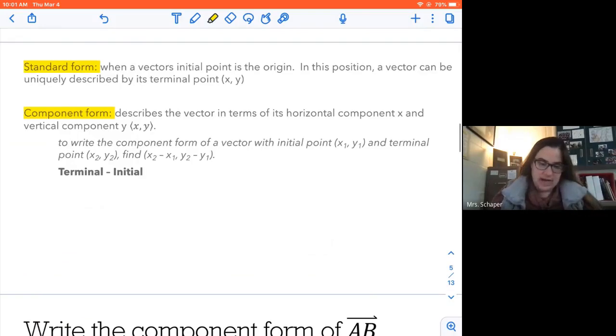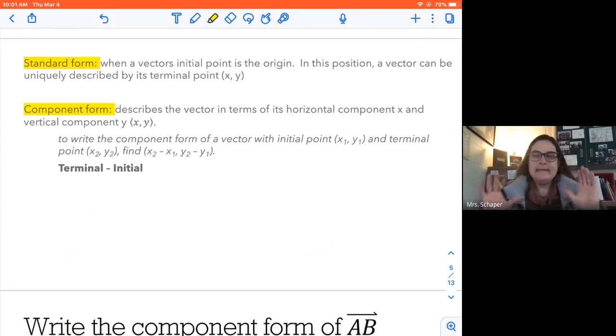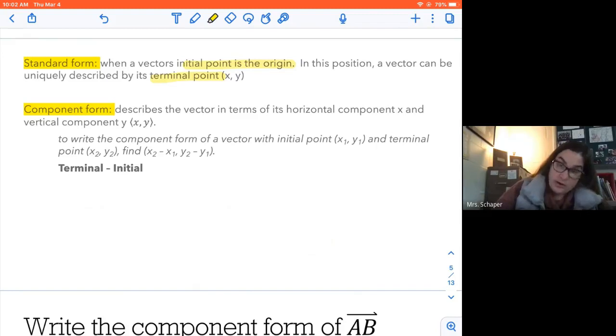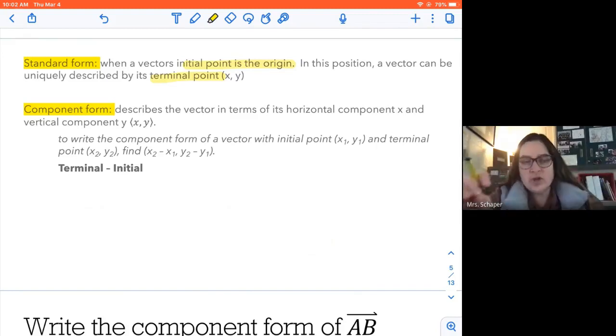So standard form. Standard form is the initial point to the terminal point. The initial point is where it begins. The terminal point is where it's going to end. That's the standard form. By the way, the terminal point is just the ordered pair of where it ends up.